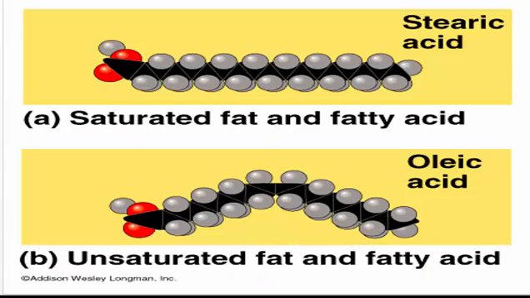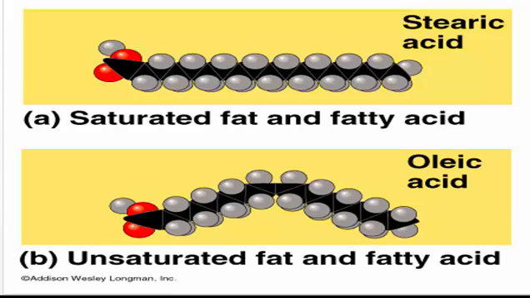We group fatty acids into two major categories, saturated and unsaturated fats. Unsaturated fats have kinks in their tails because they contain double bonds. They're liquid at room temperature because of those kinks. Saturated fats only have single bonds and therefore they have very straight tails. They can pack really tightly and are solid at room temperature.